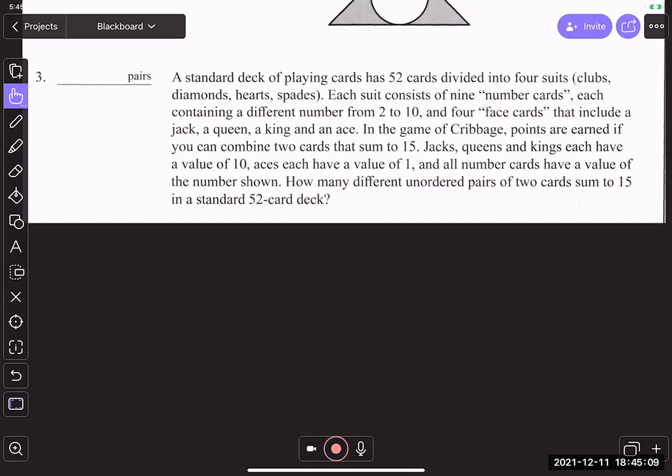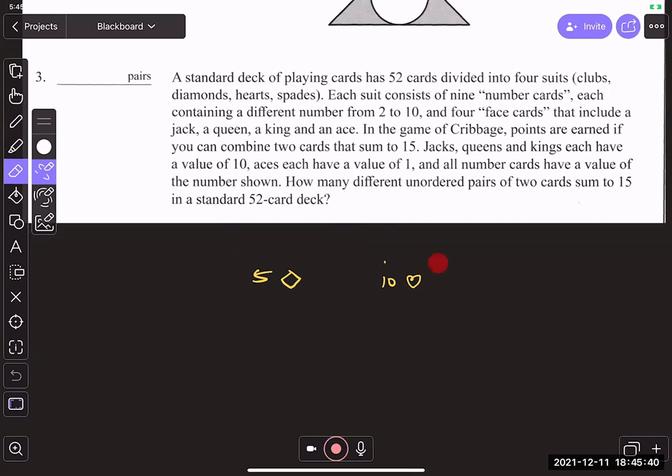Let's see. Gracie, can you help me out yet? No. What does it mean by unordered pair? Yeah, so what I said is, if you have a 5 of spades, let's not use spades, I'm not good at drawing spades. If you have a 5 of diamonds and a 10 of hearts, let's say, that's the exact same thing as having 10 of hearts first and then a 5 of diamonds.